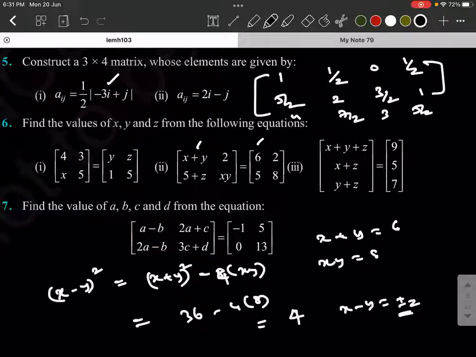So x plus y plus z is 9. x plus z is 5. y plus z is 7. Sir? So sir, x is 2. x is 2.